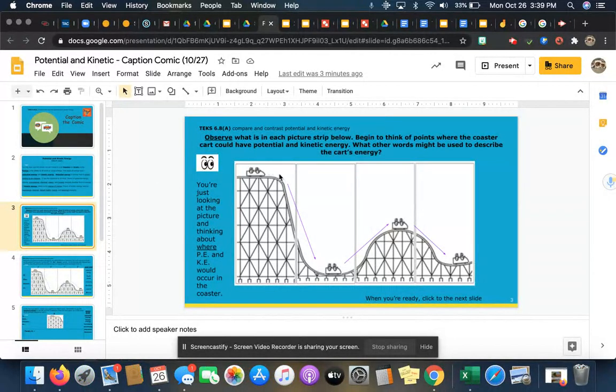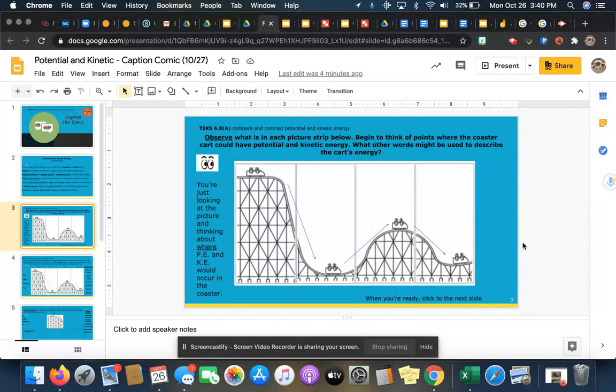Okay, so remember that the highest point is where I will have my maximum potential energy. Okay, and the reason being it's because it's my highest. Is my roller cart moving? Not yet. I don't see an indicator to indicate it has already started moving. These arrows here indicate that my roller cart is moving. Okay, so I want you to look at the rest of the strips.